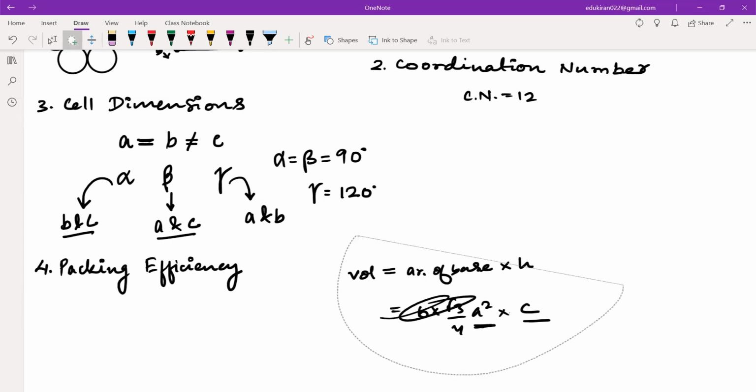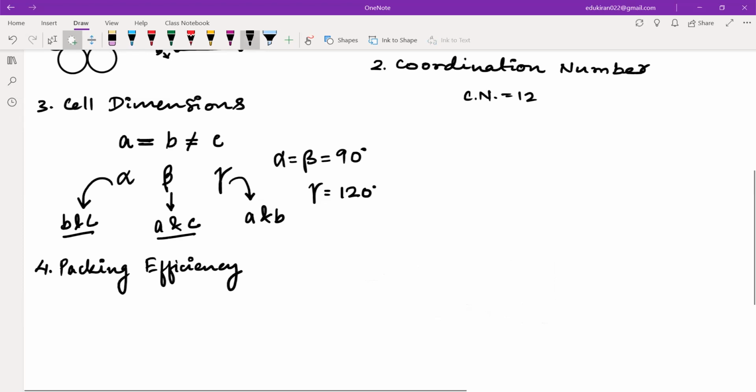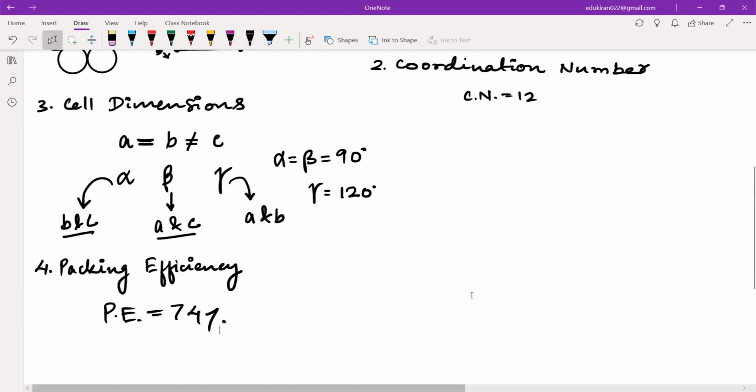You don't have to derive the relationship for packing efficiency, but you need to remember the packing efficiency of hexagonal close packing, which, similar to face centered, is 74%. Okay, this is also equal to 74%. Is this clear? Yes or no? Please tell me quickly.